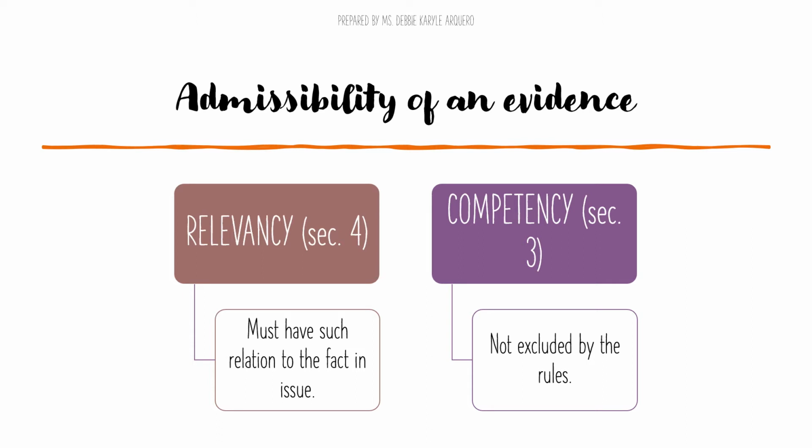There are two inherent requirements in the admissibility of evidence. That is Section 3 of Rule 128 and Section 4 of Rule 128. It talks about how can an evidence be deemed admissible? And there are two requirements. An evidence will become admissible in court if it is relevant and if it is competent.